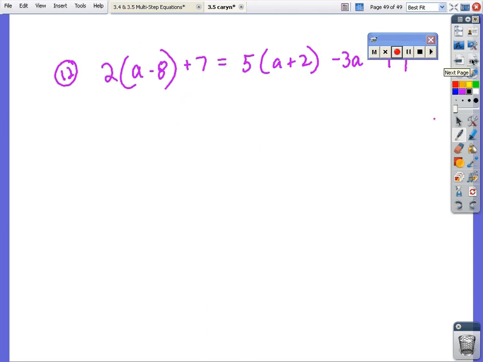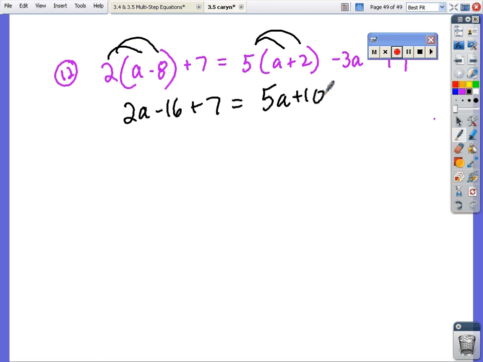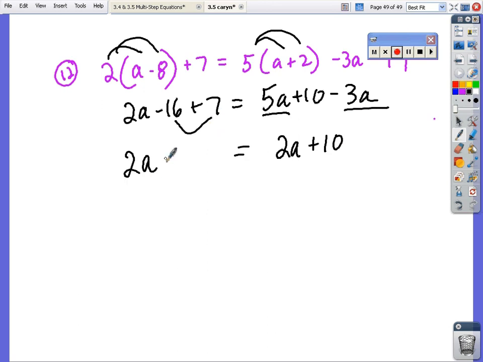Last one, distributing first. 2a minus 16 plus 7 is equal to 5a plus 10 minus 3a. Notice that there's numbers that I could combine on the same side. You got a negative 3a and a positive 5a, which gives 2a plus 10. Here you have 2a and negative 16 plus 7 ends up becoming 2a plus, minus 9.